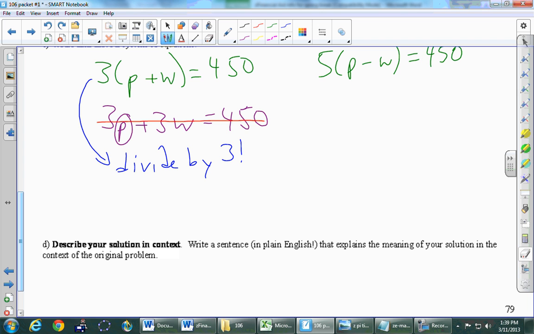So here's what happens. If we divide the left-hand side by 3, the 3 cancels. That's why you did it. You just cross off the 3, and all you get is P plus W with nothing in the front. Equals 450 divided by 3. It's just a number, 150. I'm so much happier with that equation because now we don't have all these coefficients, all these numbers in front of the letters. See if you can do the same thing with this equation. Divide both sides by the right number, and then write the equation that you get at the end.